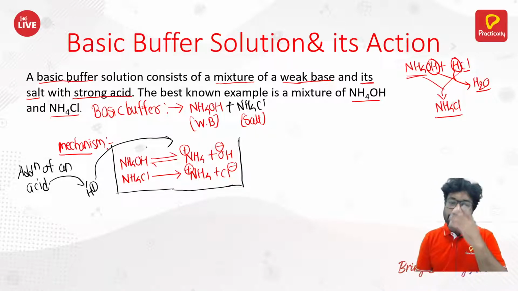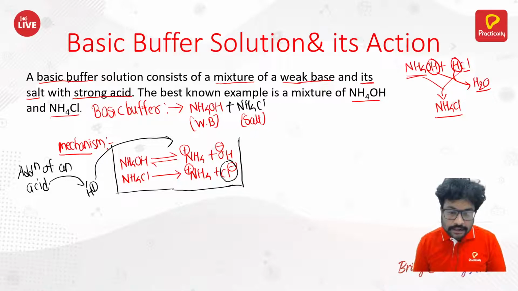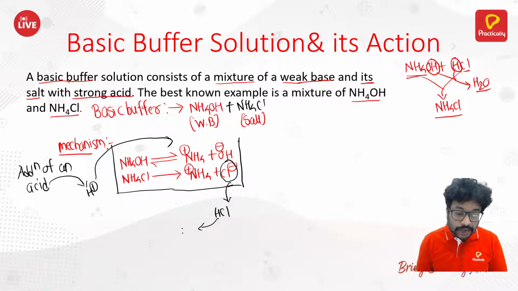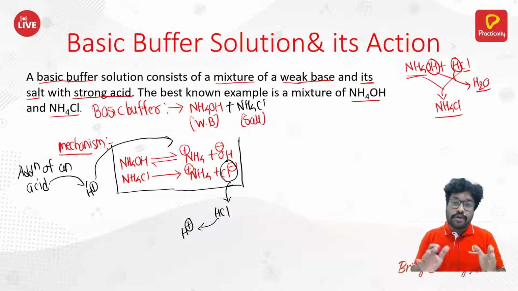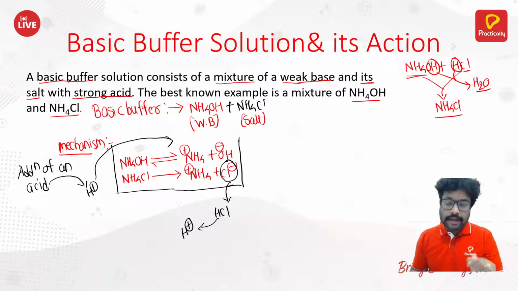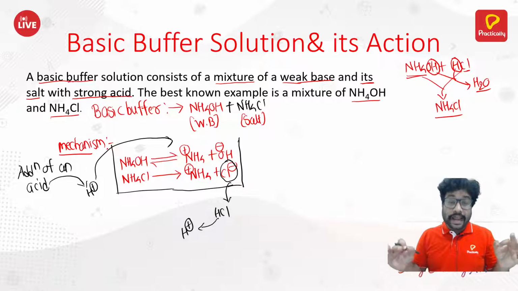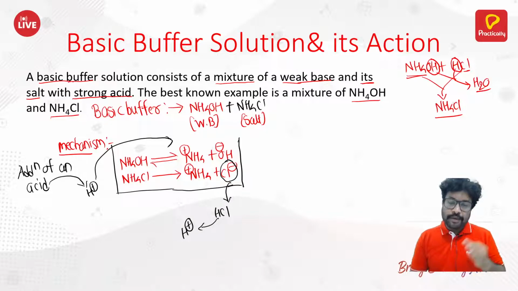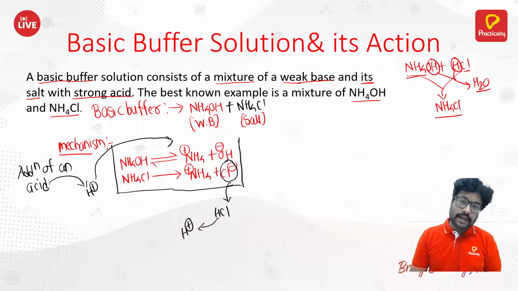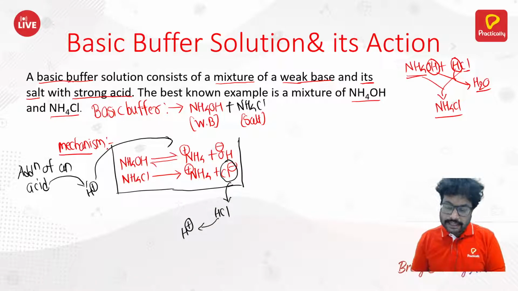Now where do you think the H plus ion would combine? If your H plus ion combines with Cl minus, what would it give you? It would give you HCl, and HCl is a strong acid, so it will dissociate again to give you H plus ion. So basically the Cl minus present there is not doing any role of maintaining the pH of this solution, because even if the H plus ion combines with Cl minus, it would give rise to a stronger acid, HCl, which has to dissociate once again.